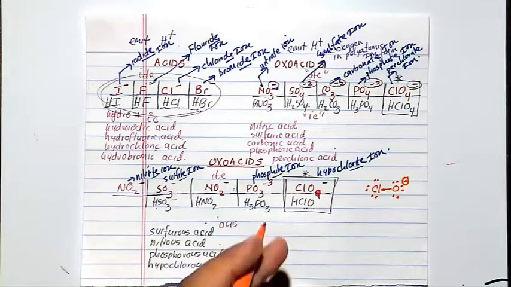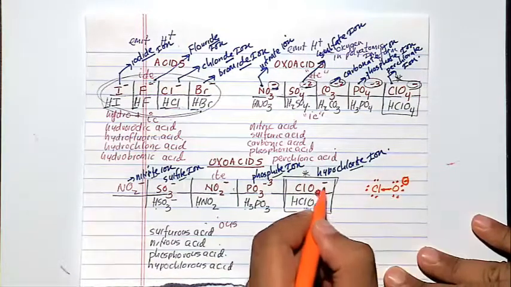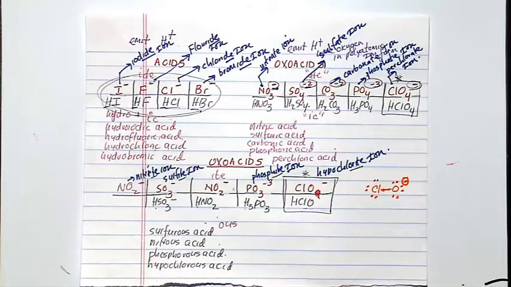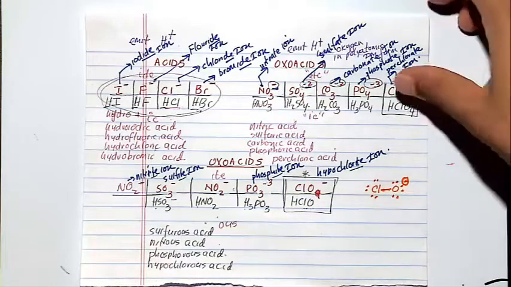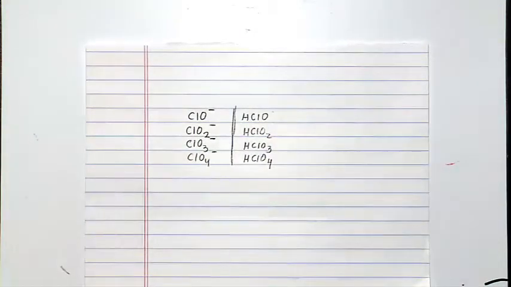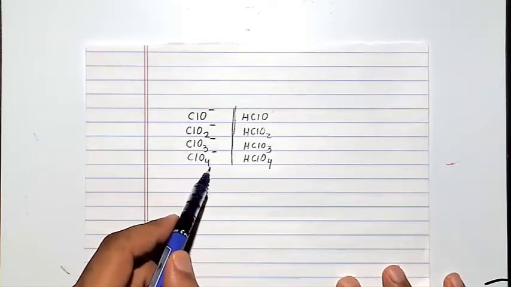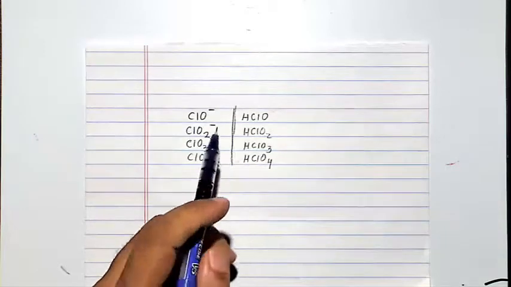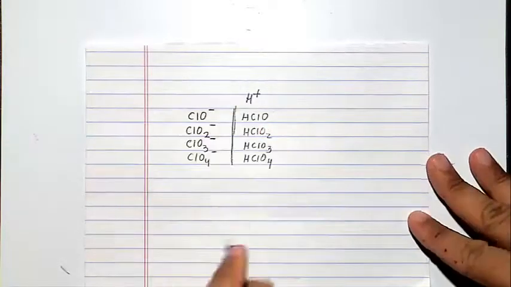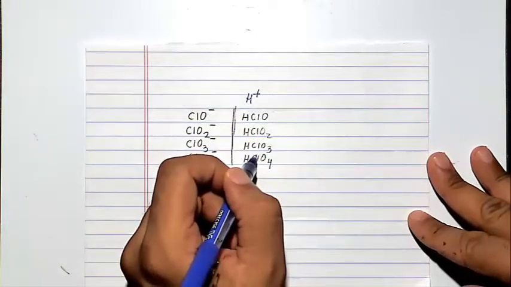I just want you to realize that this is a covalent compound, but within that covalent compound, the whole thing has a minus charge, so it is a polyatomic ion. So these chlorine and oxygen compounds, the chloro-oxo acids, are a little bit tricky because they have different levels of oxygen. You can have ClO minus, ClO2 minus, ClO3 minus, ClO4 minus, and all those forms can pick up a proton and become the corresponding acids.